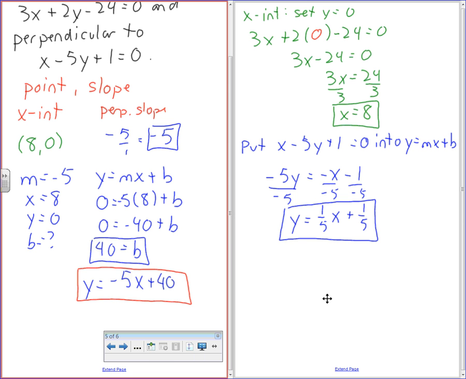Oh, here it is. Okay, here we go. Word problems.